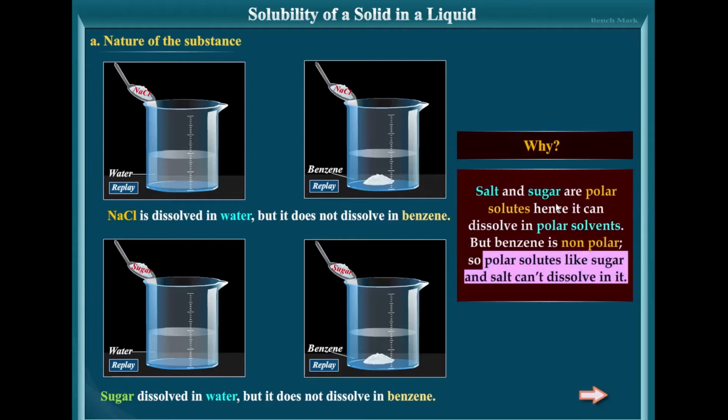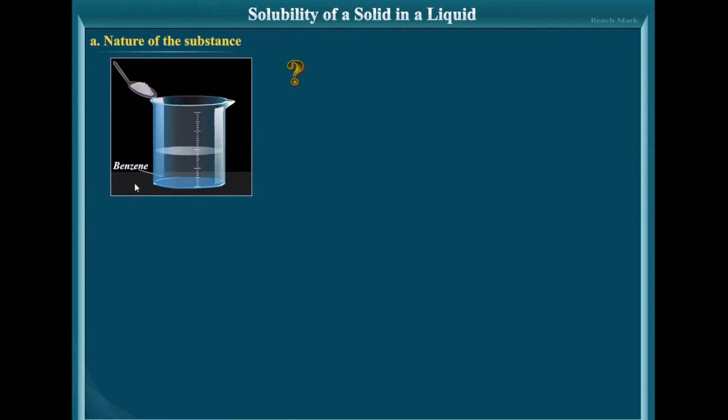What is the reason for that? Salt and sugar are polar solutes. Hence, they can dissolve in polar solvents. We have learned last year, like dissolves like. So here, water is a polar substance. Salt and sugar are also polar, so they dissolve. But benzene is non-polar. So polar solutes like sugar and salt cannot dissolve in non-polar solvents, and that is why sugar and salt are not dissolving in benzene.